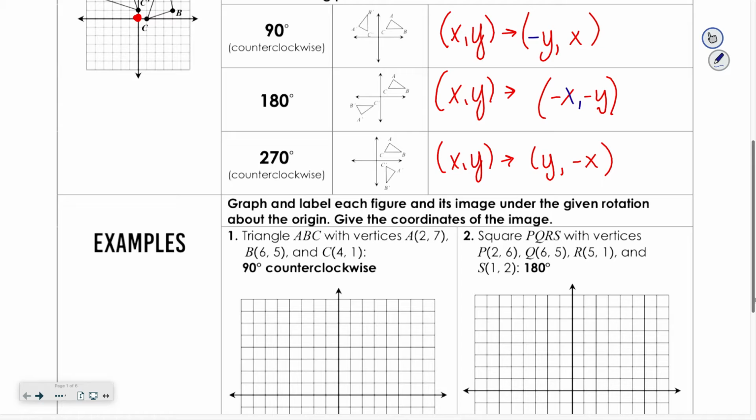All right, so number one is the triangle, and we're going 90 degrees counterclockwise. So that means we're going to change our (x, y) to what? (-y, x). All right, I want you to start graphing.